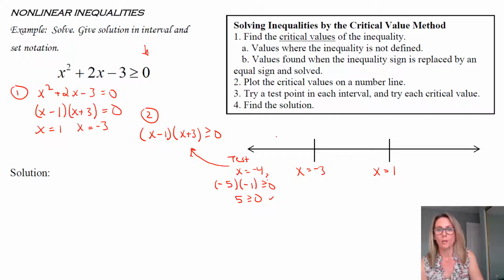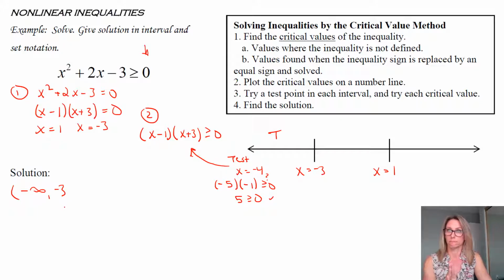Yes, it is. So that means that for the interval negative infinity, all the way up to negative 3, because this is a number line going from left to right, I have something that is true. So that means it's part of my solution. And because negative 3 makes it 0, and we have greater than or equal to 0, I can put a bracket there, the square bracket.